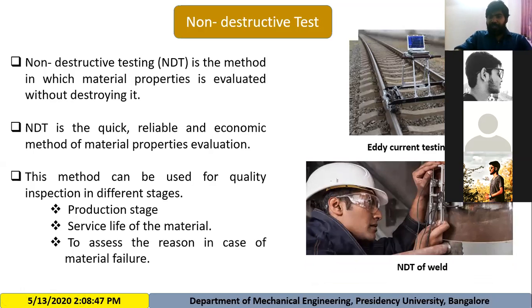Second example, you can see here welding is done. During welding, because of improper control of the process parameters, it may be possible that some sort of defect remains inside the weldment. In order to find that weld defect, or associated changes in the material properties because of that welding, you can also use non-destructive testing. So today we are using this non-destructive testing in various areas of manufacturing.